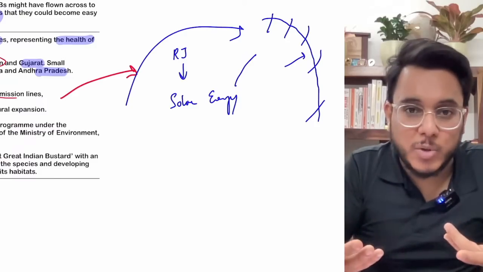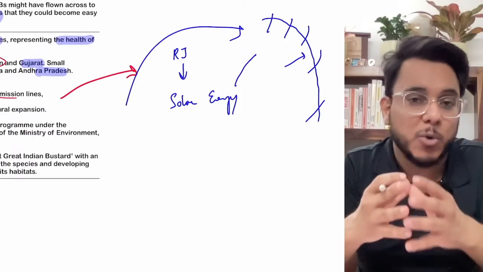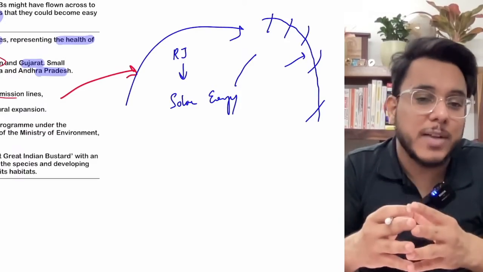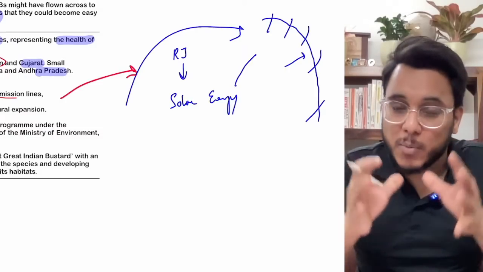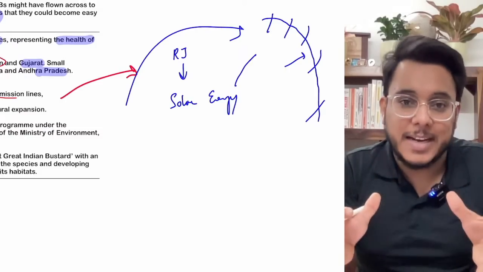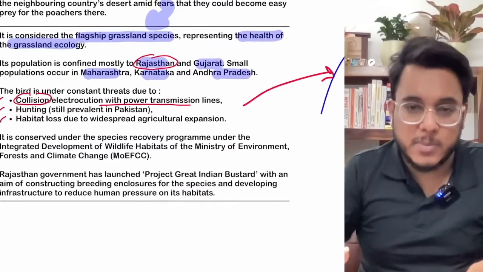They get trapped in these wires, they get strangulated, they get electrocuted by these wires. Because of that, in the past few years there has been a great decline in the population of the great Indian bustard because of electrocution in these power transmission lines.